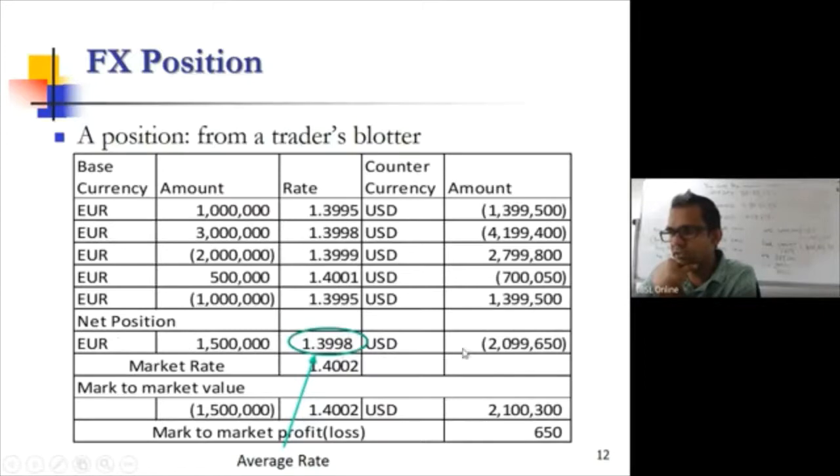the current position is you are long 1.5 million at a rate of 1.3998. Is it clear? You divide this dollar amount by this euro amount, then you should get this figure. These are the rates that you agreed with your counterparty and you traded at these rates. But this is the net position in euro terms, in dollar terms, and as a rate. Is it clear? Any question?